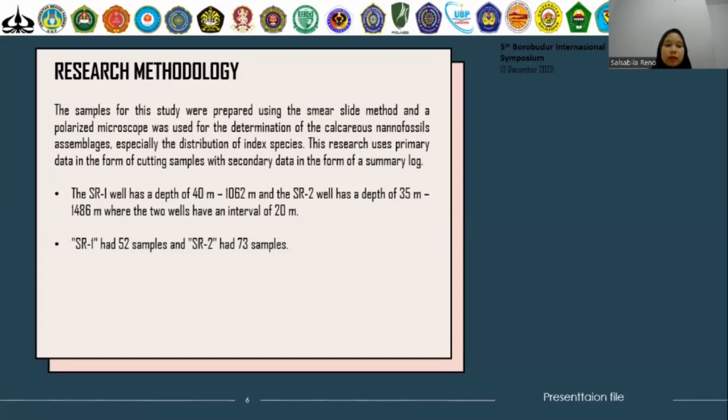1,486 meters, where the two wells have an interval of 20 meters. SR1 has 52 samples and SR2 has 73 samples.